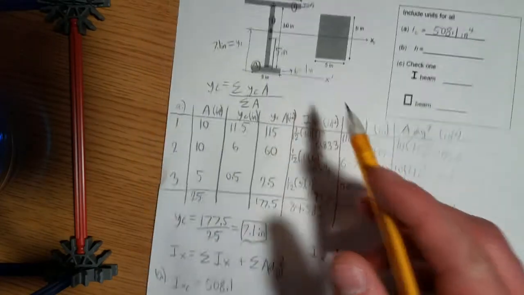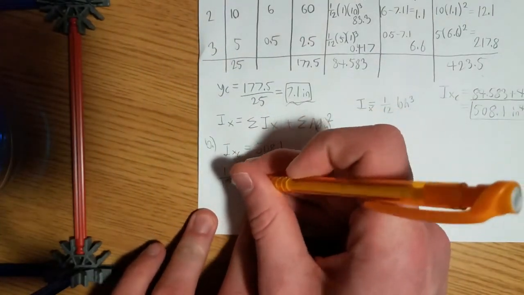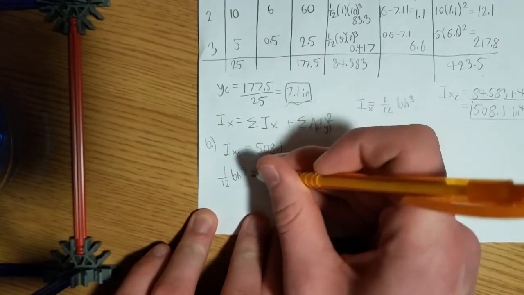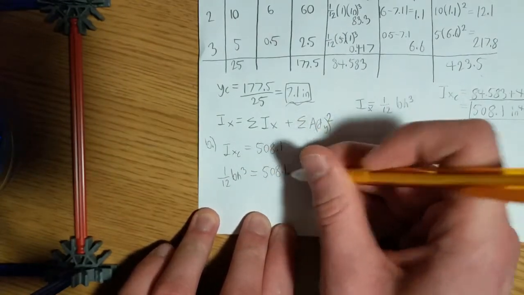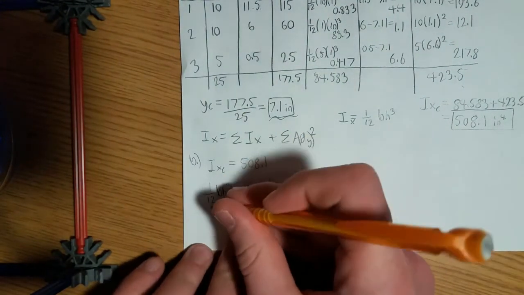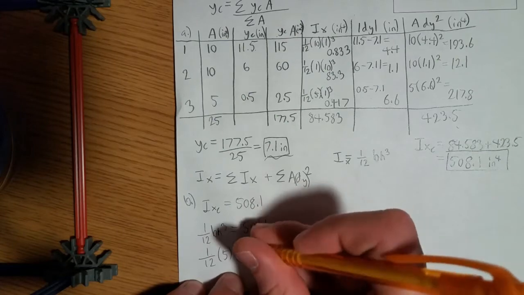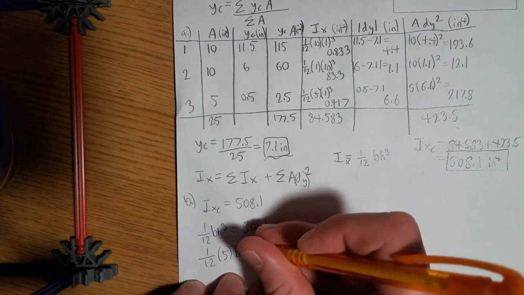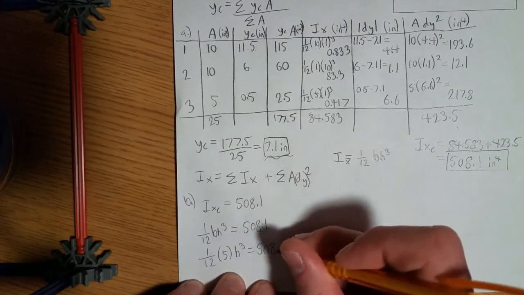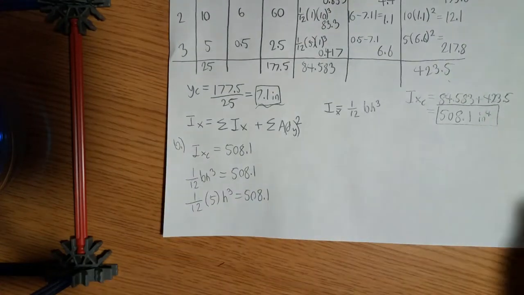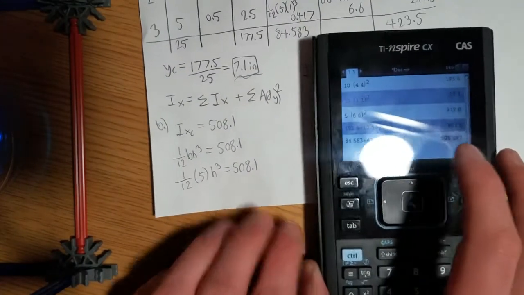We're looking at this. That means we want 1/12 times the base times height cubed to be equal to 508.1. And going even further, it's 1/12 times the base they gave us, 5 inches, times the height cubed is equal to 508.1. We'll go ahead and calculate what h is.